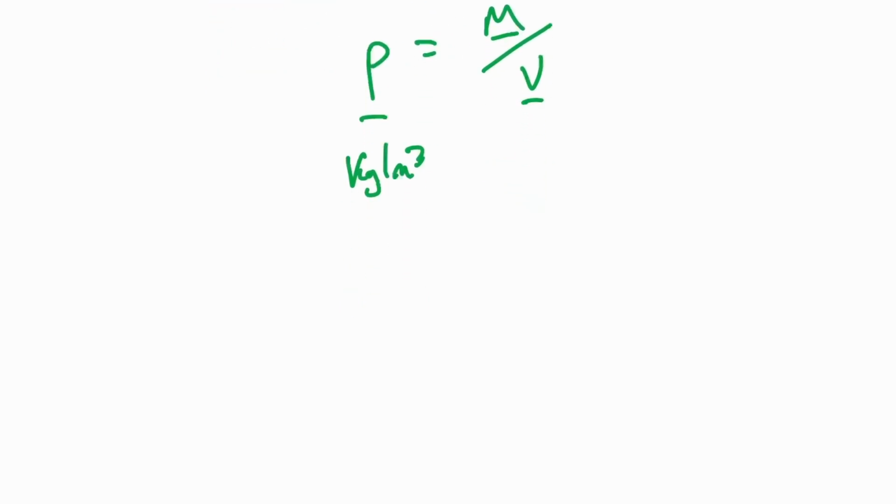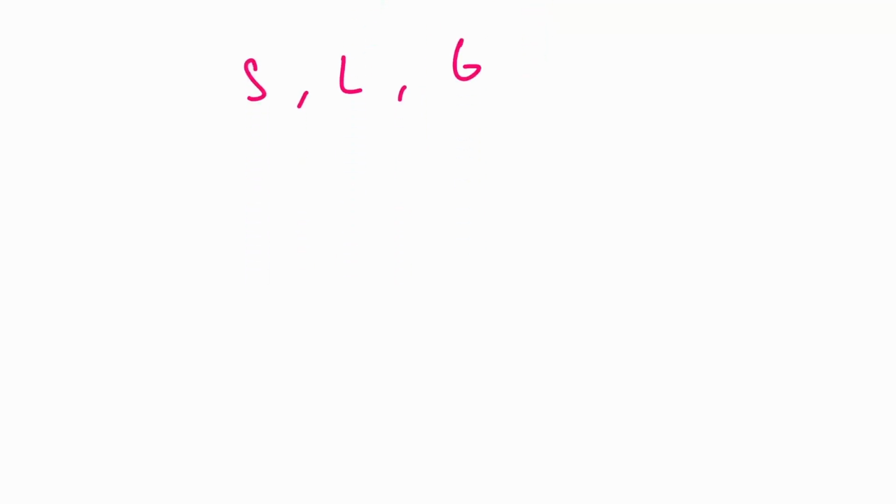Now, one thing you do need to know about is the idea of solids, liquids, and gases, and how they relate to density. Basically, your solids are going to be super dense, really high rho, and your gases are going to be really not very dense, so really low density, and your liquids in the middle will be about a medium density.